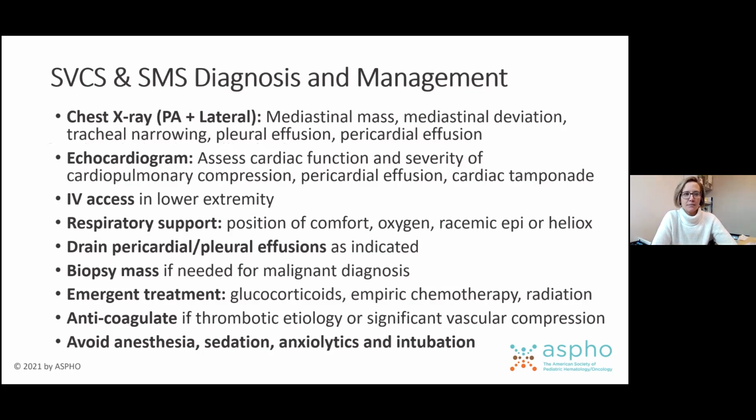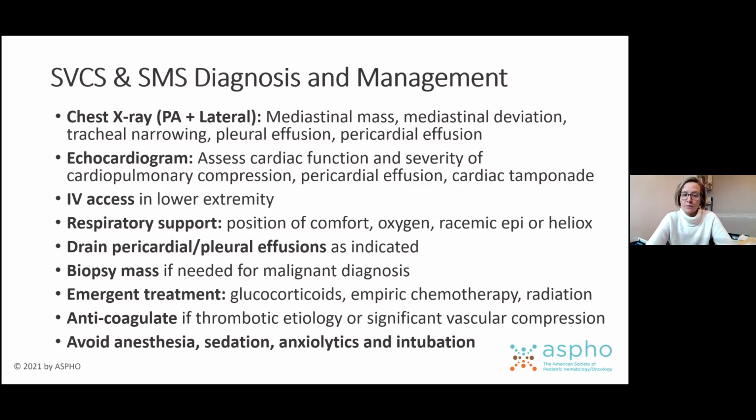So as far as diagnosis and management, patients should have a chest x-ray performed in the setting of a new diagnosis to look for mediastinal mass, any kind of mediastinal deviation or tracheal narrowing, pleural effusions. Echocardiograms should assess for cardiac function and the severity of the cardiopulmonary compression, and also look for pericardial effusions and cardiac tamponade. Patients will need IV access, obviously, for treatment of this, and that often needs to be done in the lower extremities due to compression of the upper vessels.